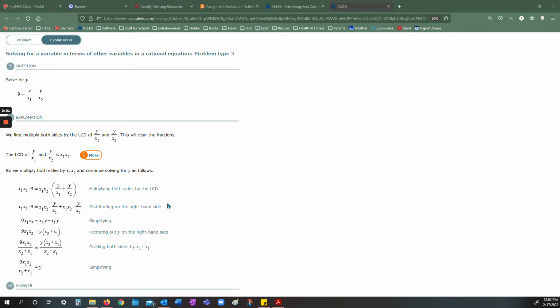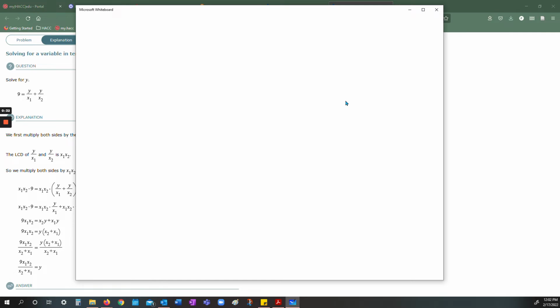So this is solving for a variable in terms of other variables. You're really not solving anything, you're just rearranging this formula. We have 9 equals y over x1 plus y over x2, and we're supposed to solve for y. There are two main ways that I can think of to do that. One is the way that Alex did it. That's actually how I would probably do this as well.